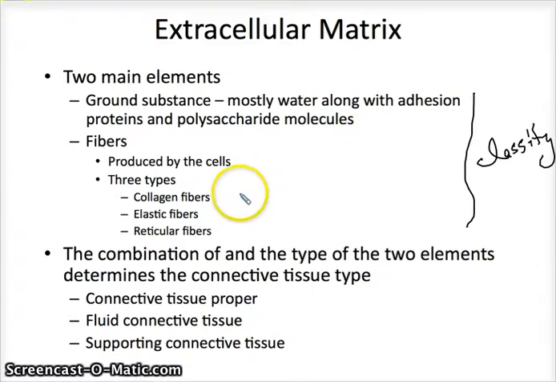Now, the fibers are basically collagen, elastic, and reticular. When you talk about the three types of fibers, each one brings a different strength to the table, shall we say. All right, so the combination of these is what, as I said, is going to determine our connective tissue. Now, you can see the three classifications that we see.